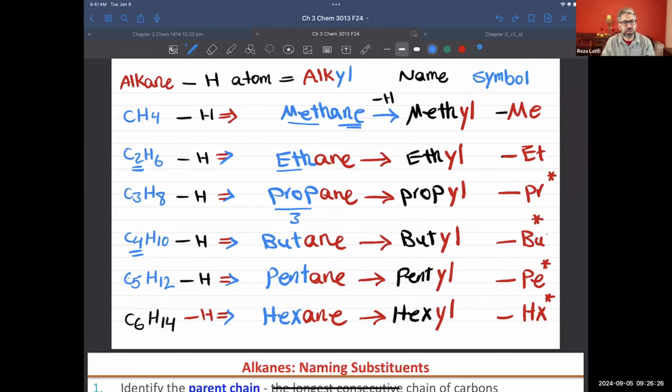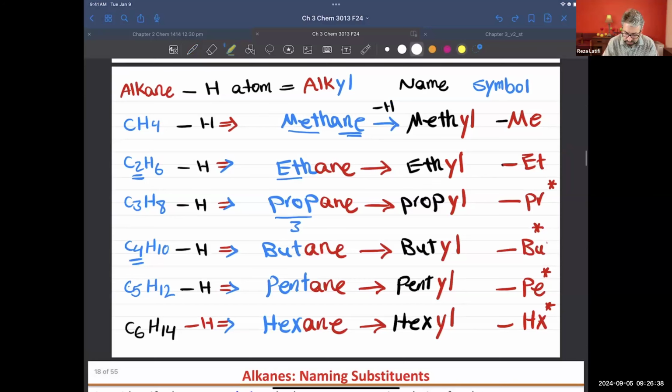So last lecture, we were talking about how to technically get alkyl. And the way we do it, we remove one hydrogen from an alkane and whatever is left, we call it alkyl. And we said replace the A-N-E from alkane by Y-L, to say that that species is attached to something, okay?